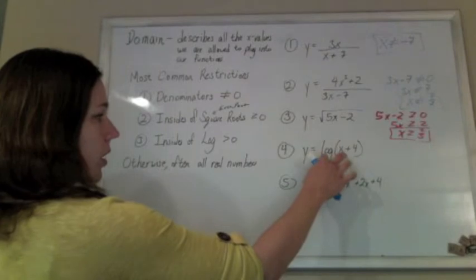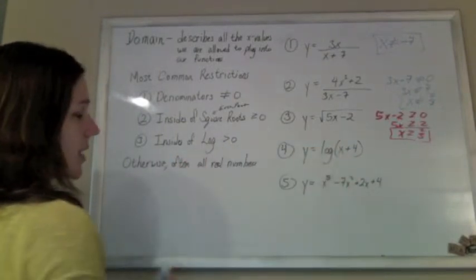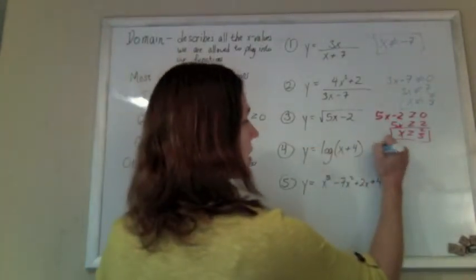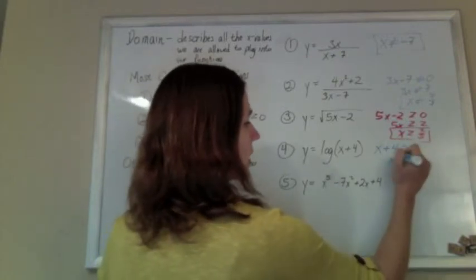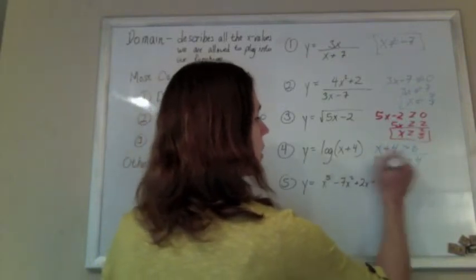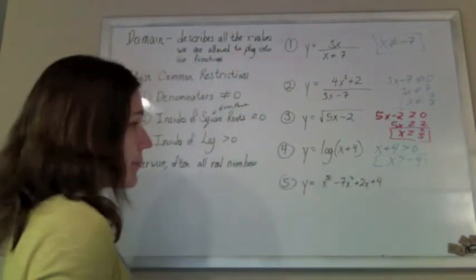Same thing with this guy. I've got a log, and I know that the insides of logs have to be greater than 0. So I say x plus 4, you must be greater than 0. So x has got to be greater than negative 4, and that's my domain for him.